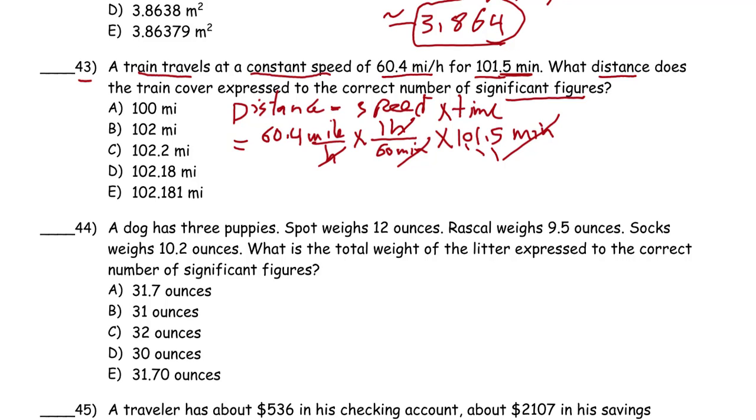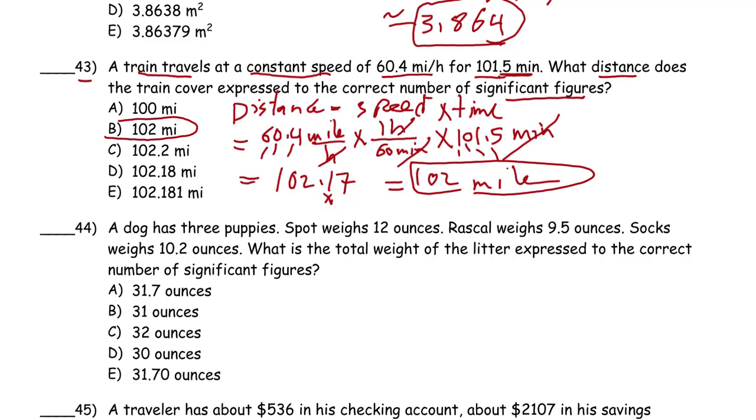This number has 1, 2, 3, 4 significant figures. This number has 1, 2, 3 significant figures. So the answer must have 3 significant figures. The answer on the calculator is 102.17. So we need 3 significant figures, right? 102. This one we don't care about, right? So the answer will be 102 miles. This is the right answer, 102 miles, letter B.